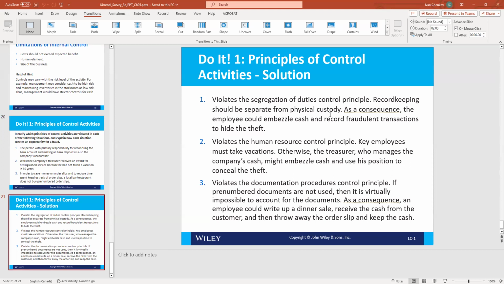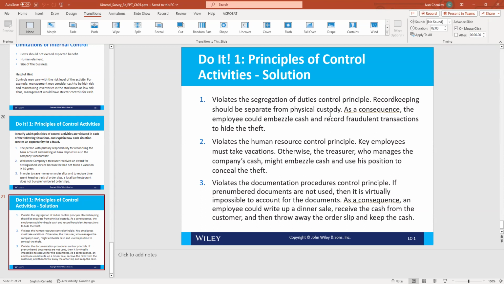And the last one is to violate the documentation procedures control principle. If pre-numbered slips are not used, then it's virtually impossible for the accountant to account for the documents. As a consequence, an employee could write up a dinner sale, receive the cash from the customer, and then throw away the order slip and keep the cash.